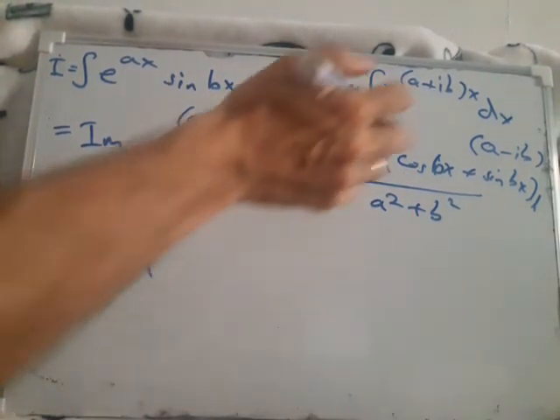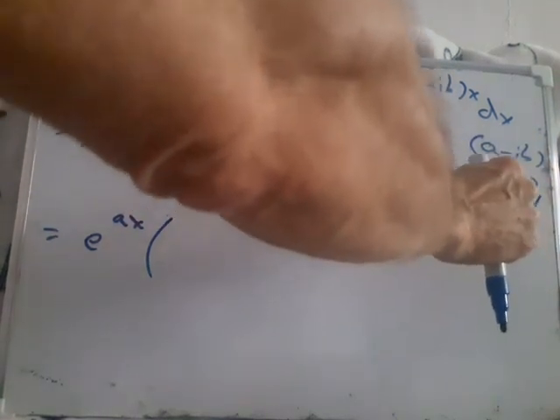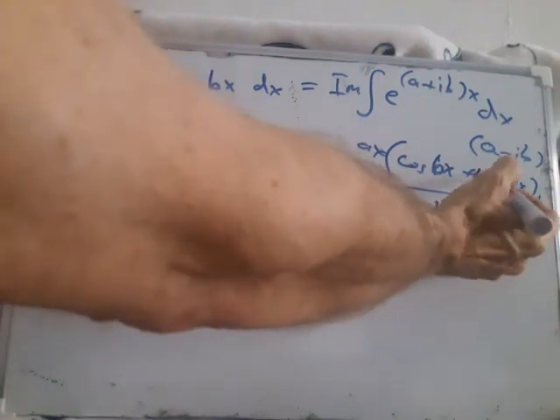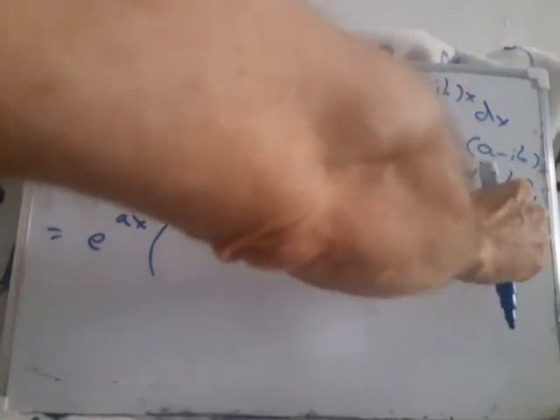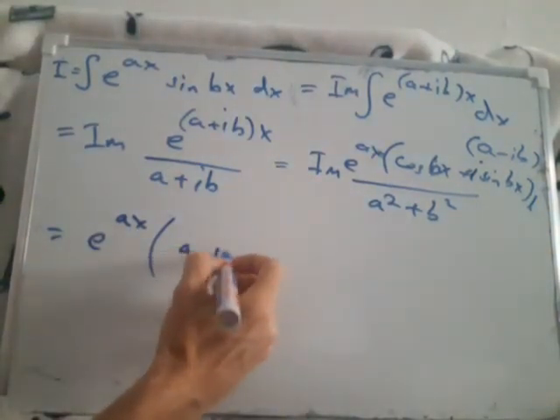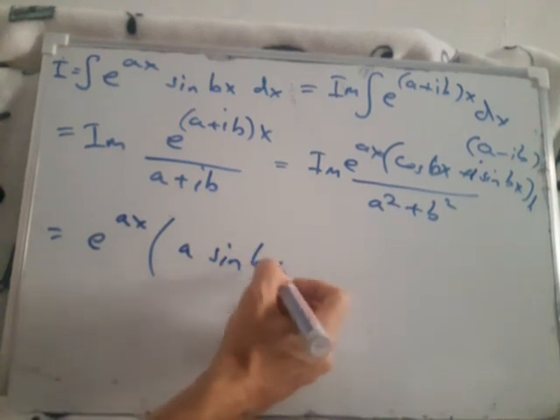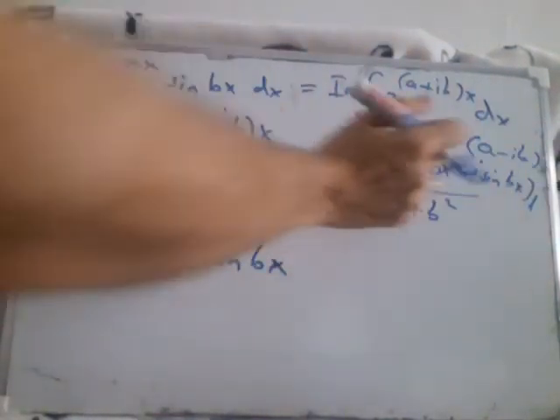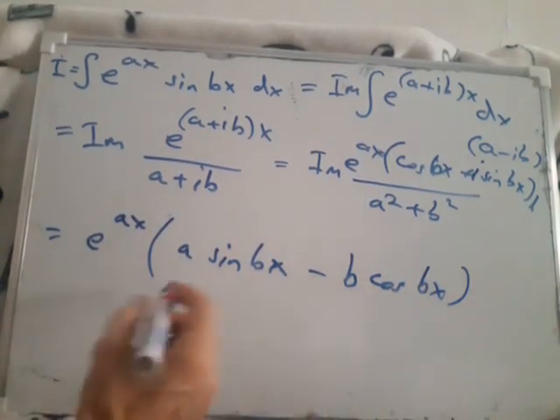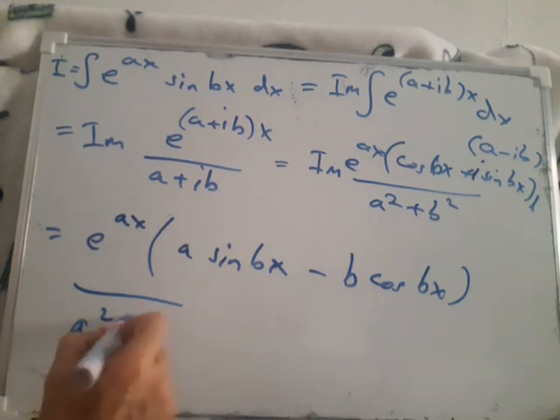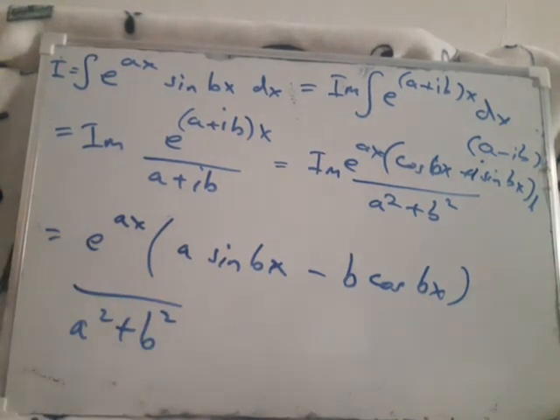So what's going to give me I? Well, sorry, I missed out the I here. I'll get a plus. So I'll get an I from the a times sine bx, and I'll get a minus I from the b times cos bx, and then that's all over a squared plus b squared. So I think it's a little bit quicker.